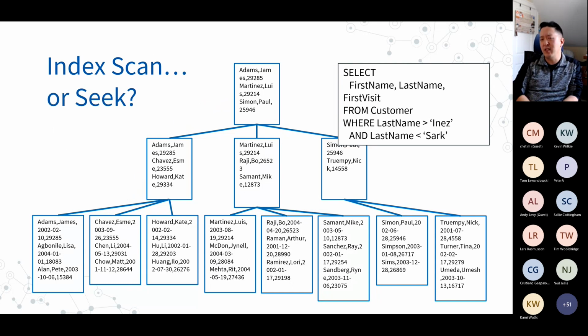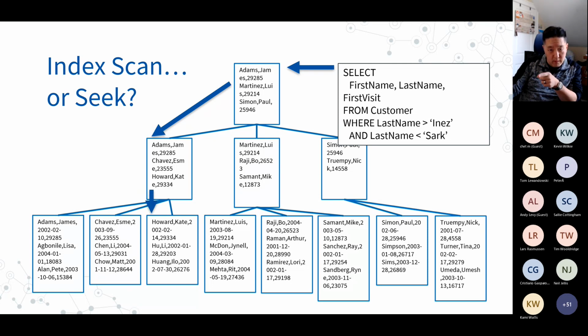Now, here's a slightly different variation of a where clause, where last name is greater than Inez and last name is less than Sark. What do you think might happen here? Well, SQL Server is going to be able to do something kind of interesting. It's going to start with the first value, Inez, and seek to where Inez exists on that data leaf page down there. But then it's going to do a partial scan across, what we call a range scan operation.